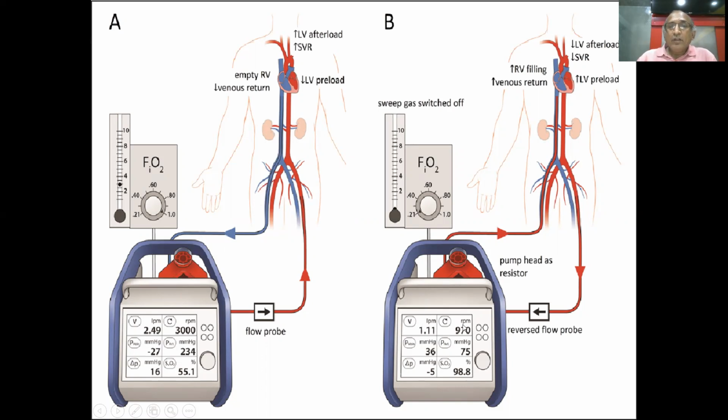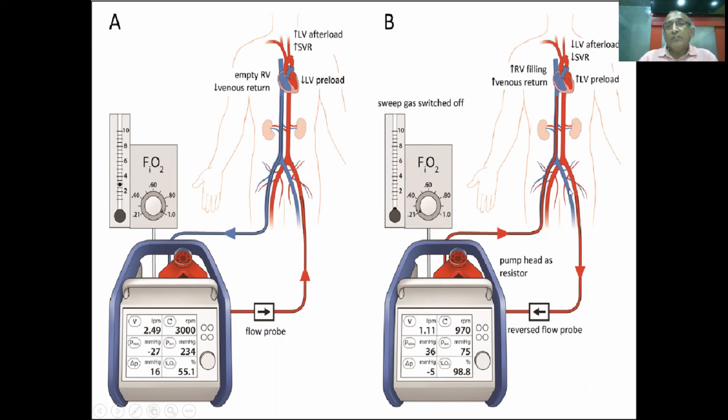Now what you do is you bring down the RPM. When you come down on RPM, a retrograde flow will start. You have to see that retrograde flow start, so you have to reverse the flow probe. The retrograde flow should be around 500 ml to 1 liter. So the flow is now in this direction, from the artery back to the vein. You switch off the sweep gas, so you are not doing any gas exchange here.